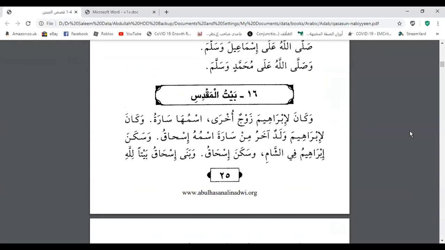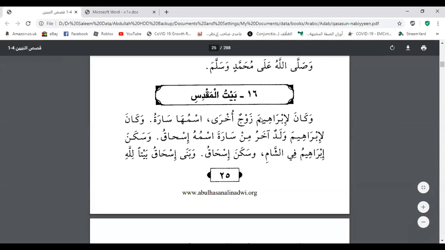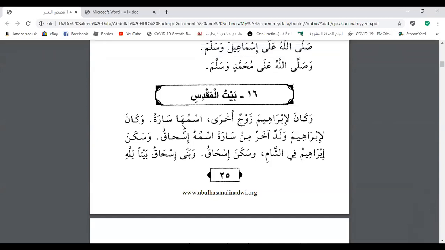Wa kana li Ibrahim zawjun ukhra. For Ibrahim alayhi salam was another wife. So Ibrahim alayhi salam had a second wife. Ukhra, another zawj, spouse, another spouse. He had another wife. Ismuha Sarah. Her name was Sarah. No, her name was both ways fine. But with kana ismuha Sarah, you can go with that. So you would say ismuha Sarah.